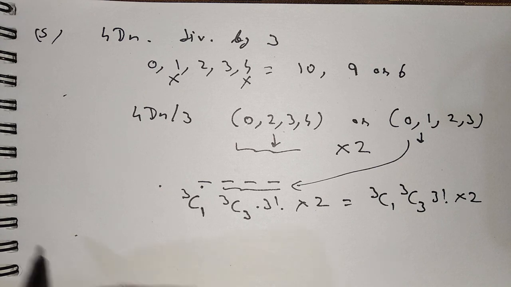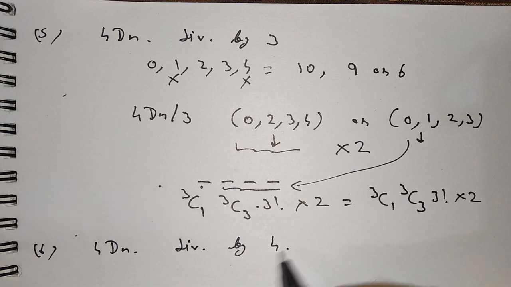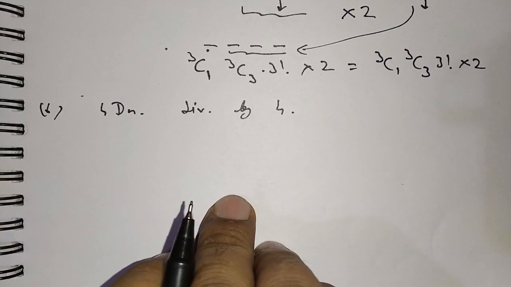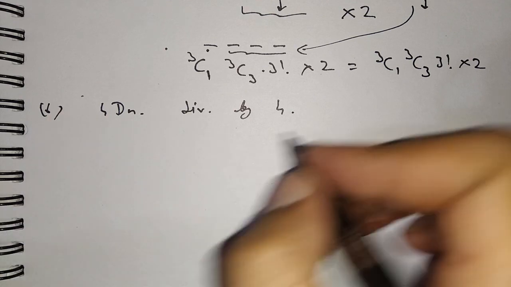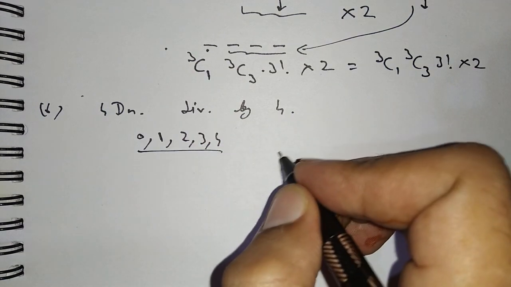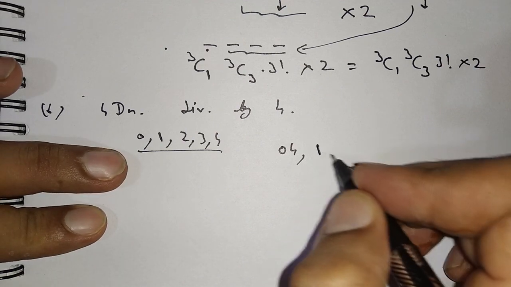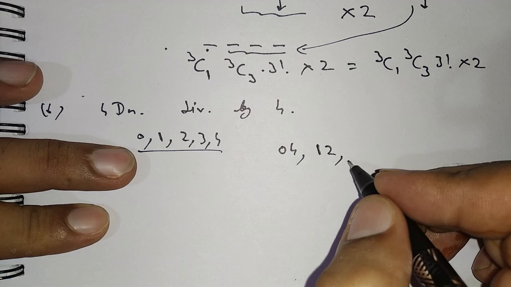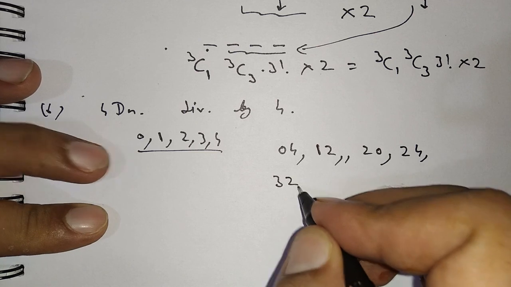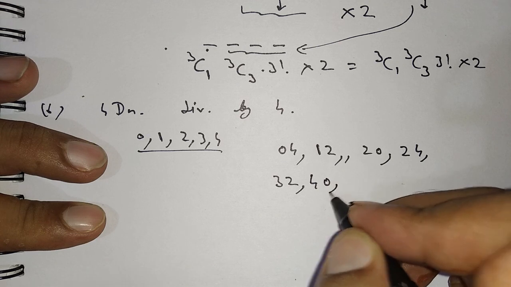Similarly, we can find a 4-digit number divisible by 4, and we know that a 4-digit number is divisible by 4 if the last 2 digits are divisible by 4. So what will we get for the last two digits out of digits 0, 1, 2, 3 and 4? We can form 0, 4; then 1, 2, 12; then 2, 0, 20; then 2, 4, 24; 3, 2, 32; then 4, 0, 40.